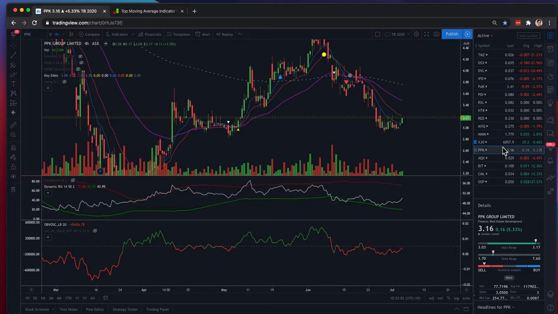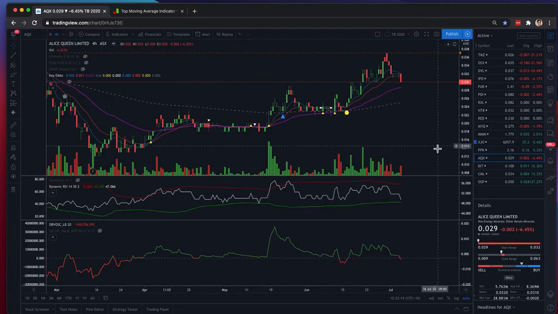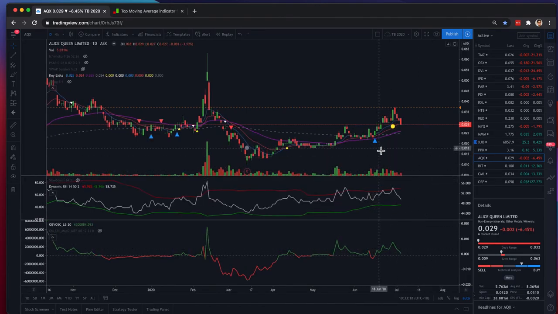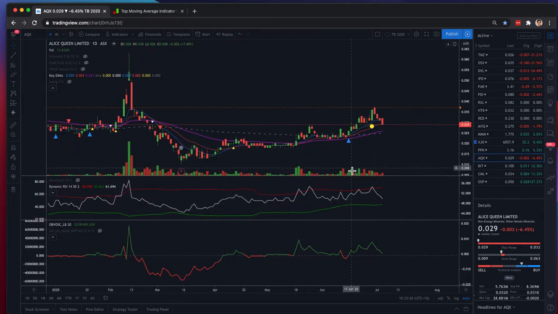Let's try a different stock. Let's just do AQX. Let's go back to daily. And again, it's used in conjunction with other things. So when we see it going up, it's going to go up. That's the way it's heading. But if it's horizontal, that's kind of okay as well if it's green.